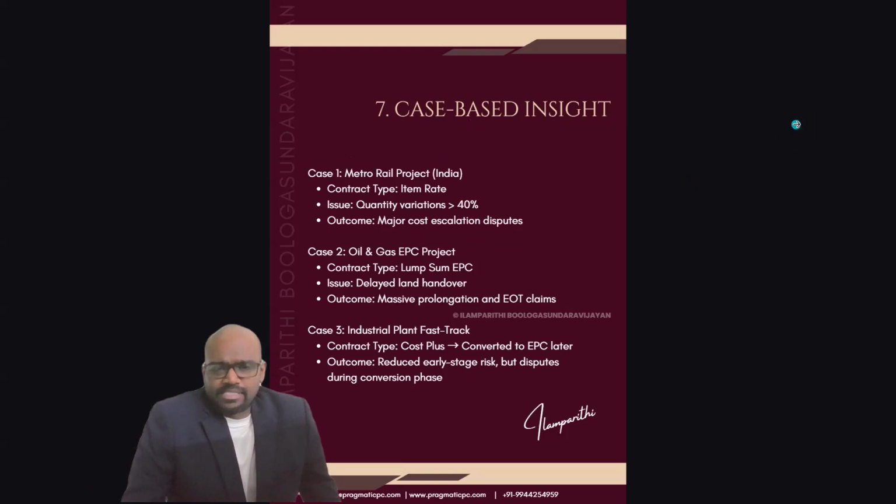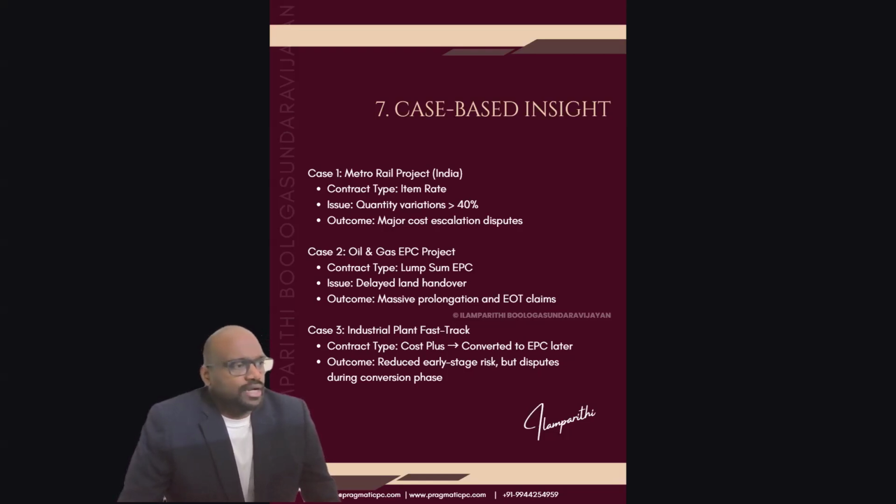So let us see some examples in projects like metro and EPC projects and what kind of issues you might face. For example, with a metro rail project under an item rate contract, the issues will be quantity variations. I have seen projects which have ended up with 40% of the project value. I might be saying less; some of the audience might have faced more than that. The outcome is major cost escalation disputes, which will not be handled.